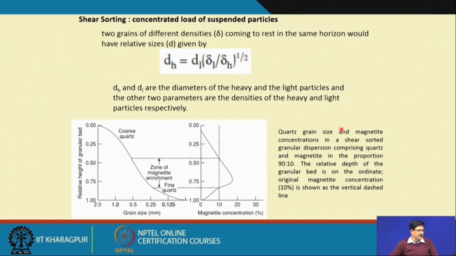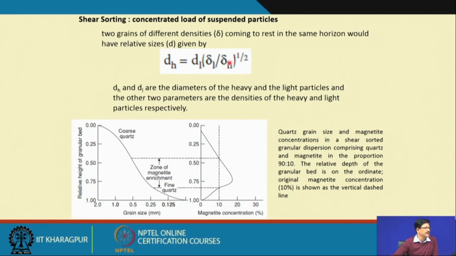And then the shear sorting is just to impress upon the fact that sometimes we do see sorting, as the diagram has been shown here. The sorting is essentially a function of two different densities, as defined before, the lighter particle and the heavier particle. So the shear sorting is always in terms of the relative values of the densities of the particles.